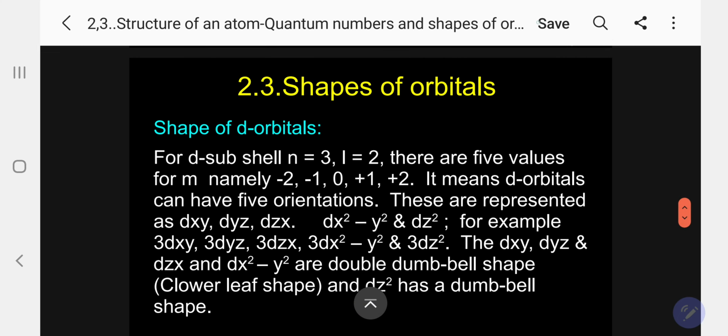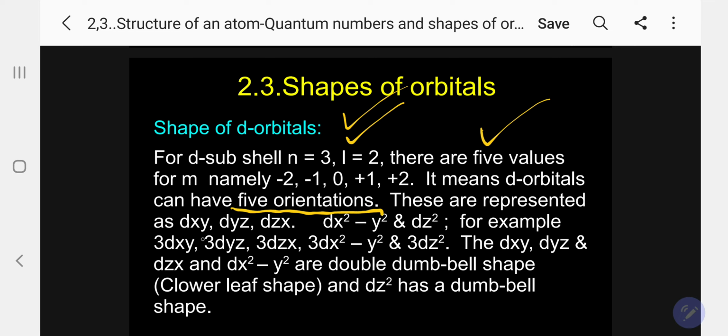Now I will come to d orbitals, the shape of d orbitals. For d subshell n equal to 3, so n minus 1 is 2, so l equal to 2. Including 0, there are 5 values of m: minus 2, minus 1, 0, plus 1, plus 2. It means d orbitals can have 5 orientations.